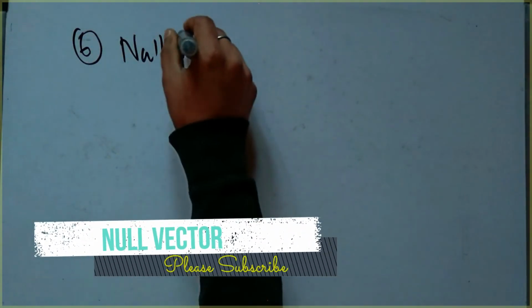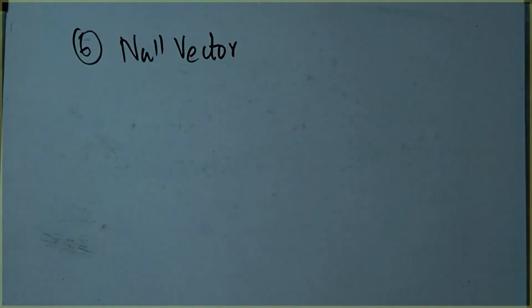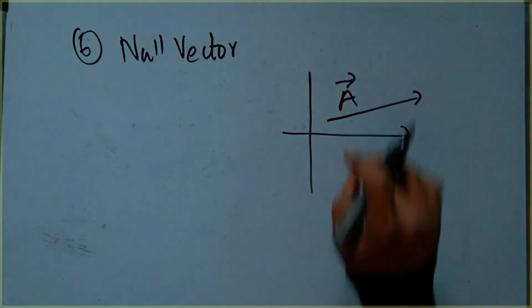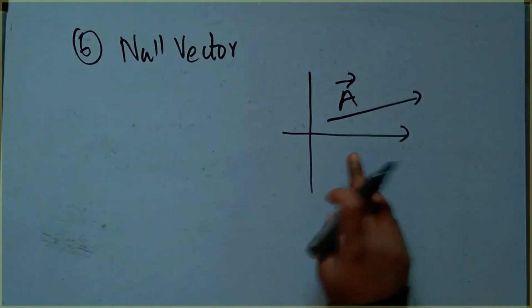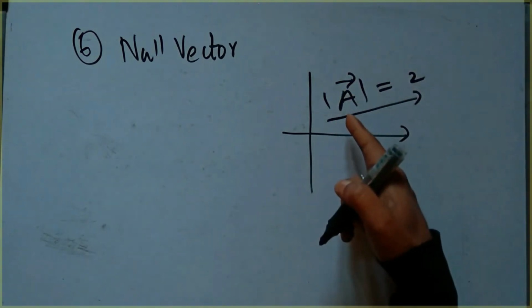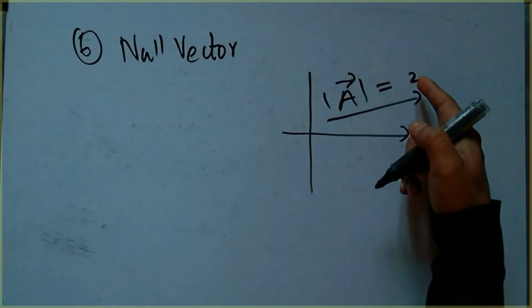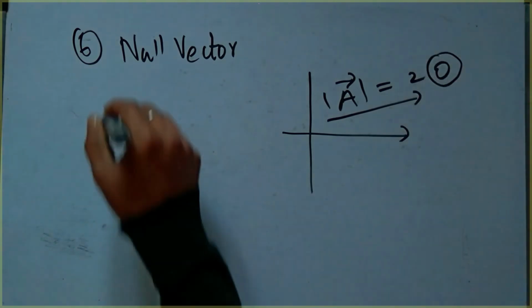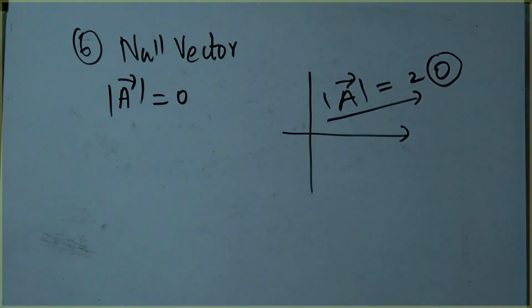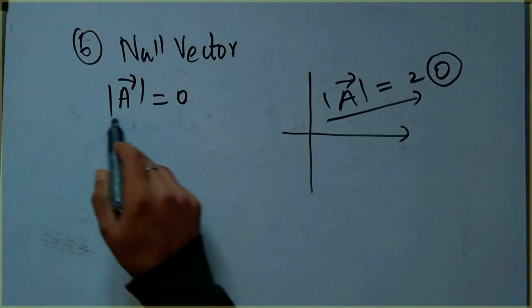What is a null vector? If vector A is some vector with a magnitude, let it be like A equal to 2, then this vector can be a null vector if its magnitude reduces to 0. If the magnitude of A becomes 0, then it can be called a null vector. So if we have to define what a null vector is, null vectors are those vectors whose magnitude is 0.